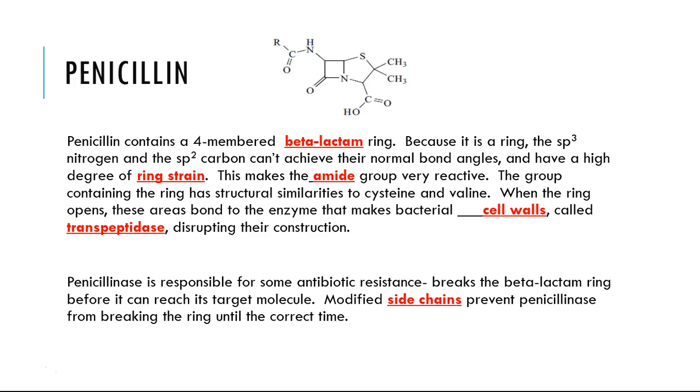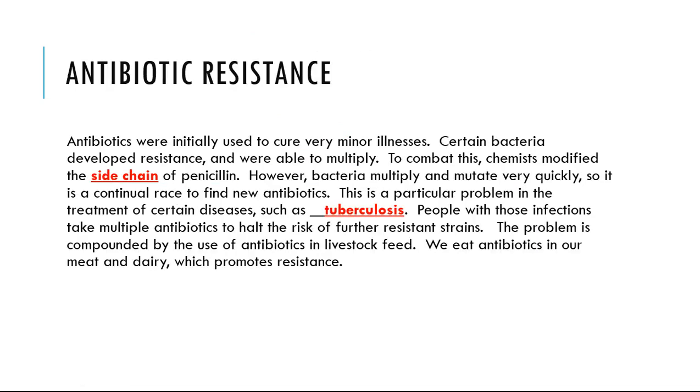Now, penicillinase is an enzyme that's responsible for some antibiotic resistance because it breaks that beta-lactam ring before it can reach the target molecule. So what we've done to prevent this is modified the side chain, so that R group there, and that prevents penicillinase from breaking the ring until the correct time.